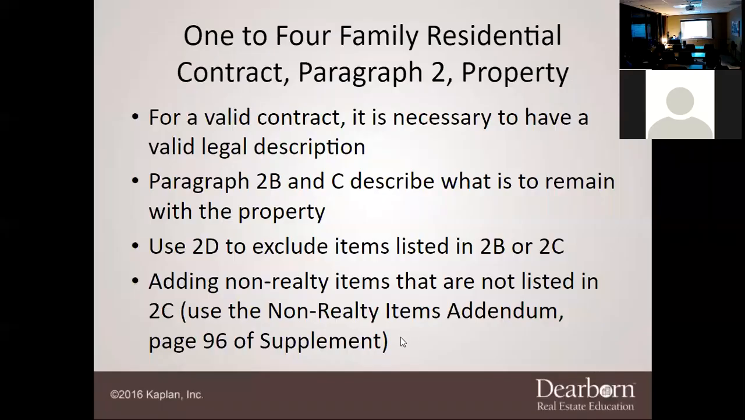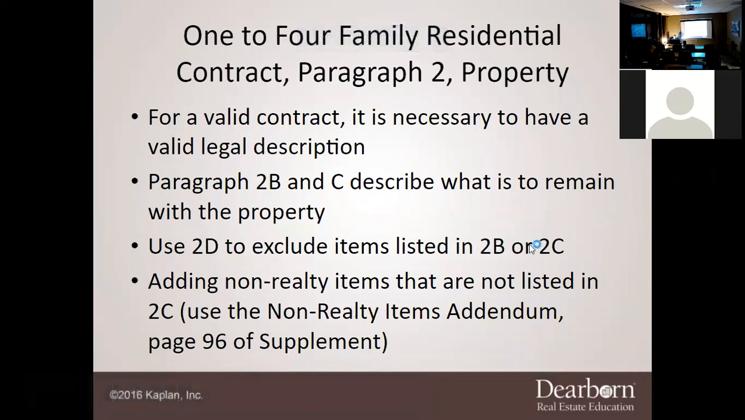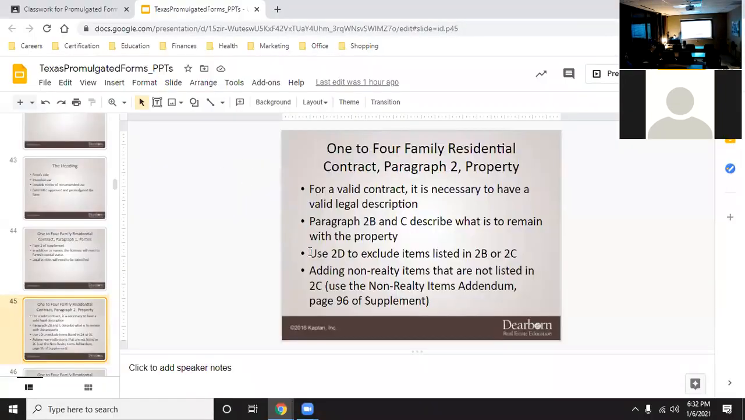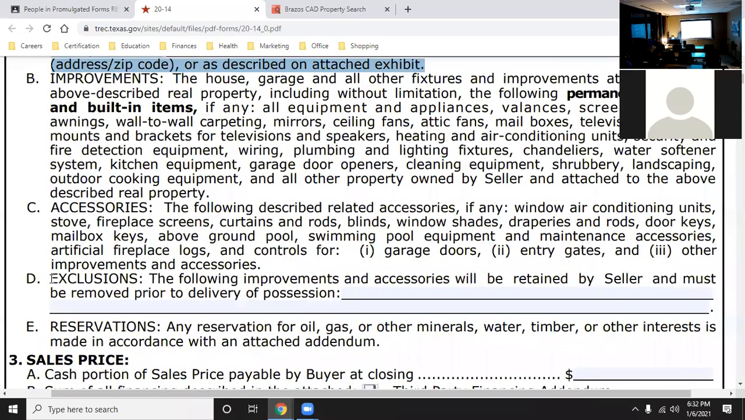Now, D basically excludes any of the items, as we just talked about, that's listed in 2B or C. So if we come back over here, and we go to D right here, exclusions, the following improvements and accessories will be retained by the seller and must be removed prior to the delivery of possession. Now I'm going to tell you the easiest way to make things simple. Take it out of it before it's listed.